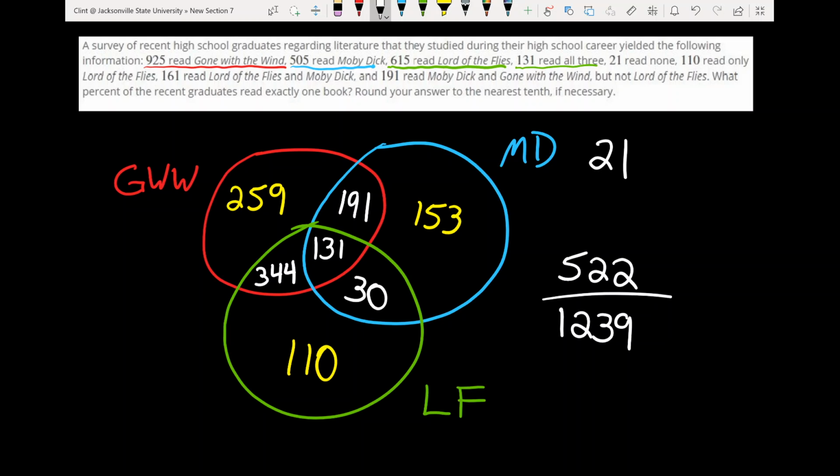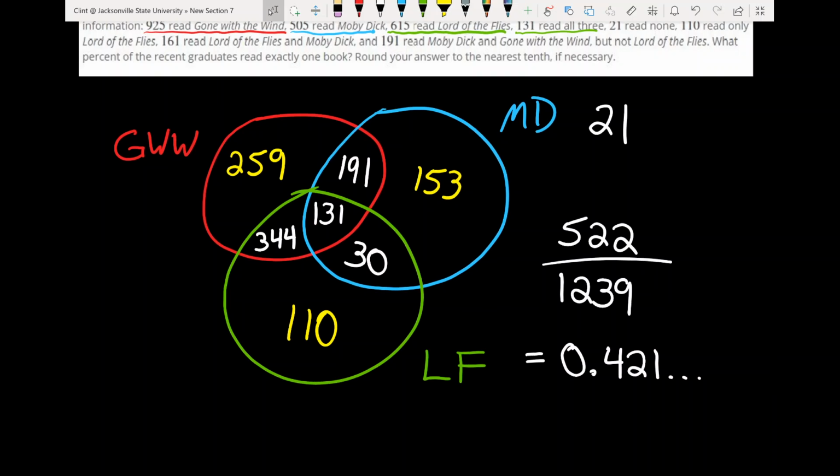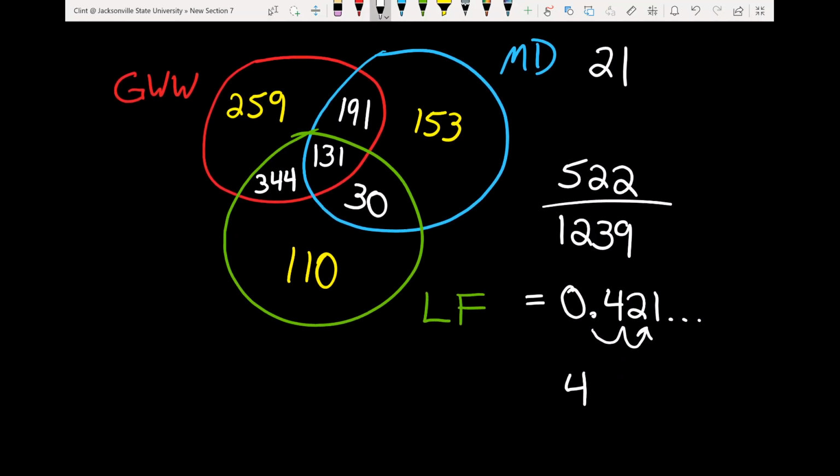Okay, so if we do 522 divided by 1239, that gets me 0.421 something. And then if we're going to round our answer, it says round it to the nearest tenth. First, we got to change it to a percentage, right? So that's going to be 42.1%. And that is to the nearest tenth. So 42.1% of the people in this survey read only one book. I know that one's annoying because it's so long, but you only have one or two of those in there.